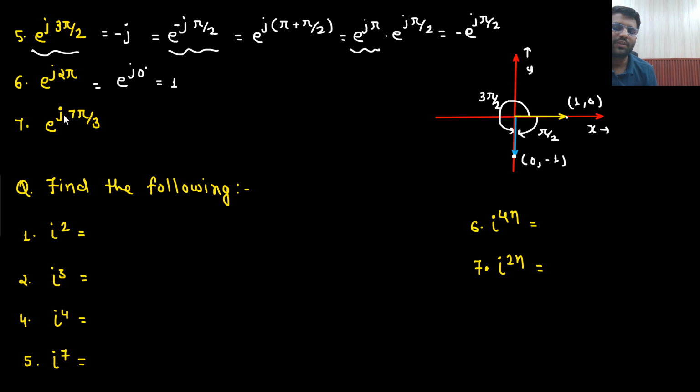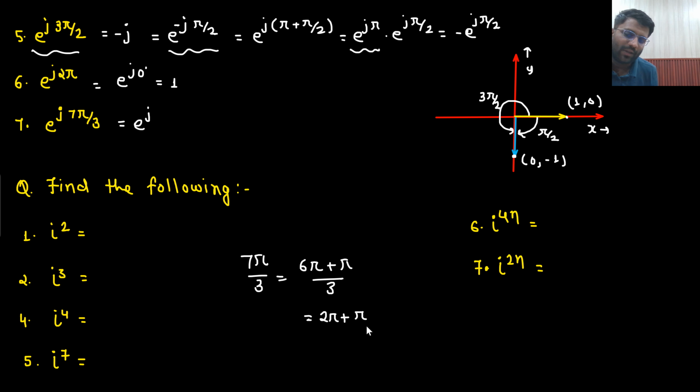What do you think? What will be the answer of e to the power j 7 pi by 3? So sir, I know one thing. Can I write 7 pi by 3 as 3 into 2, 6 pi, so 6 pi plus pi divided by 3? So what answer am I getting? 2 pi plus pi by 3. Right? So e to the power j 2 pi dot e to the power j pi by 3.